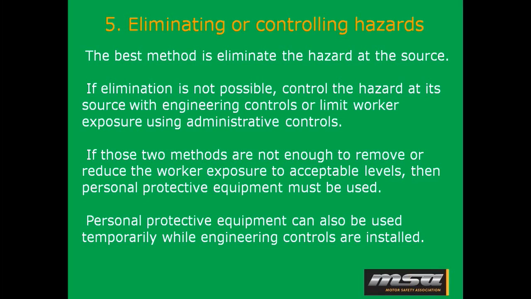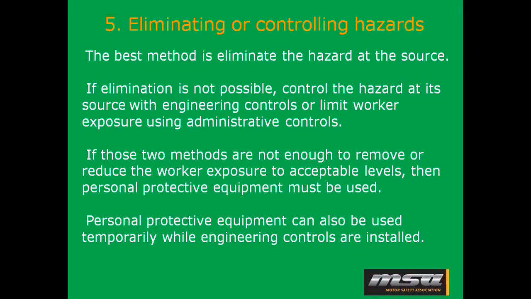Now that we've looked at and identified those hazards, how do we eliminate or control them? The best way is always to eliminate that hazard right at the source. If we can eliminate it so that the worker is not exposed to it, that's our ultimate goal. If that may not be possible, we may have to use engineering controls, such as barriers or shielding of some sort, or administrative controls, perhaps training or safe work policies or procedures. Those are the preferred methods that we like to use.